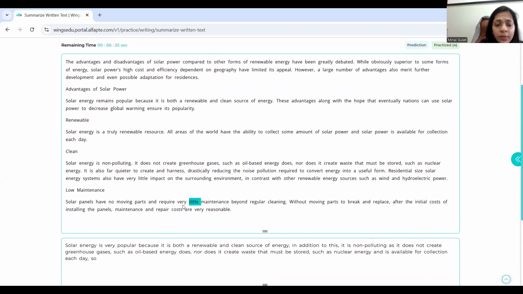I will not write about cost or maintenance, that is the other advantage. I want a general conclusion. Maybe I write solar energy is superior to some forms of energy, and I'll not write high cost efficiency. No, is superior to some forms of energy, and nations can use solar power to decrease global warming. That is the main conclusion.